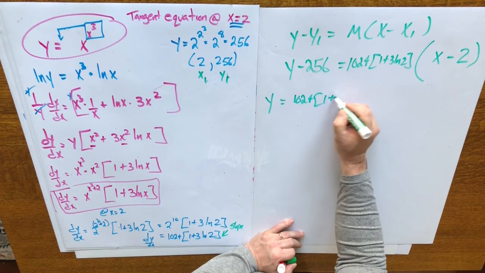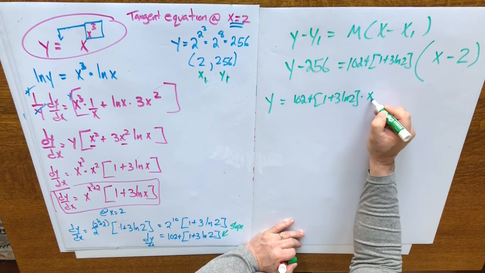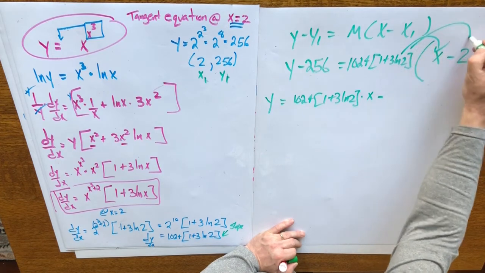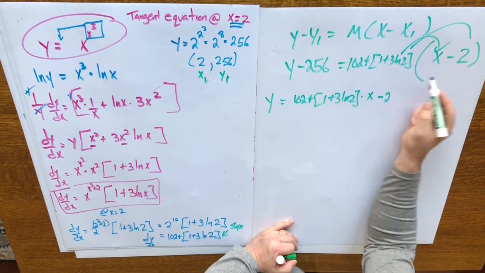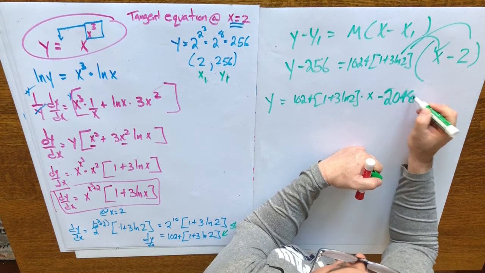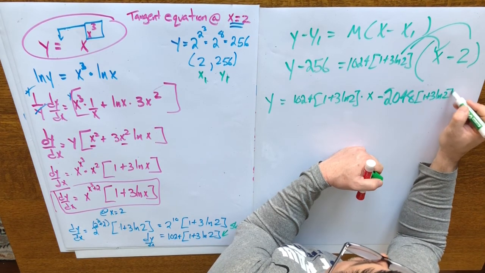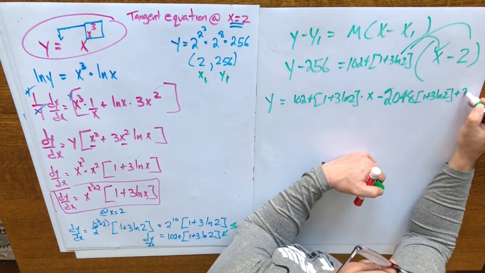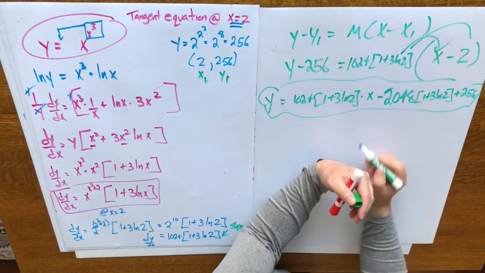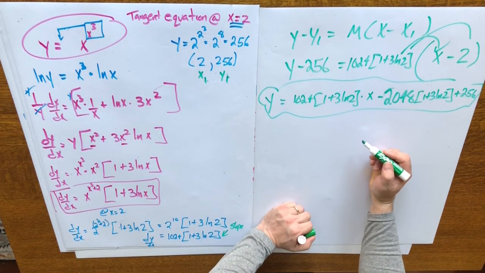So y equals 1024 times 1 plus 3 ln 2, times x, minus, and I'm just distributing this in here, 2 times 1024 is 2048 times 1 plus 3 ln 2, and then we'll transpose that plus 256. So that's a crazy equation of a tangent line. The tangent to this really complicated expression. We didn't have techniques to take the derivative of that before. Now we do.